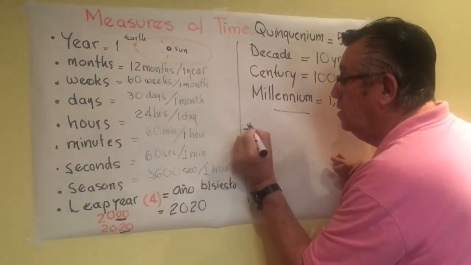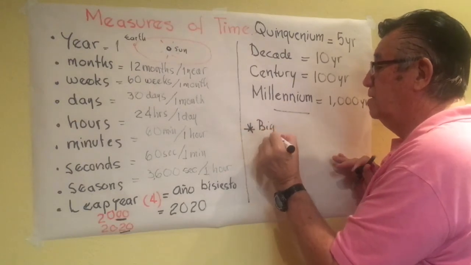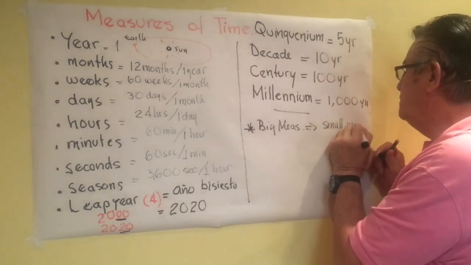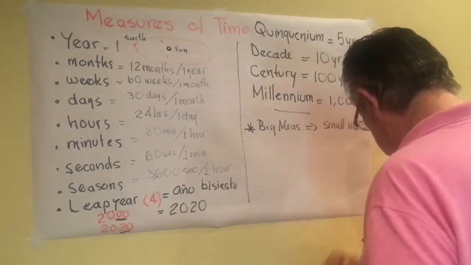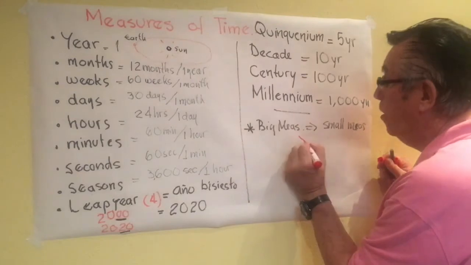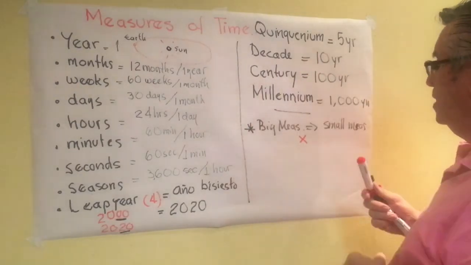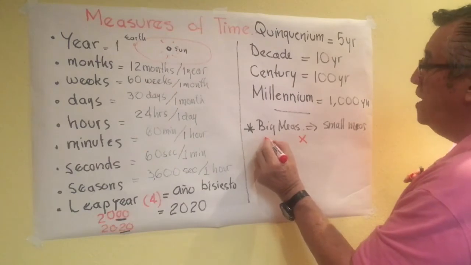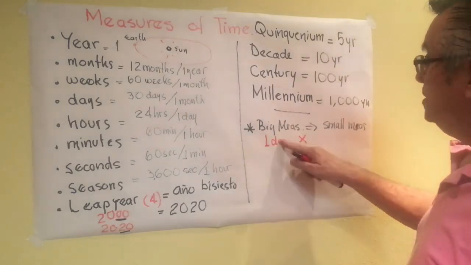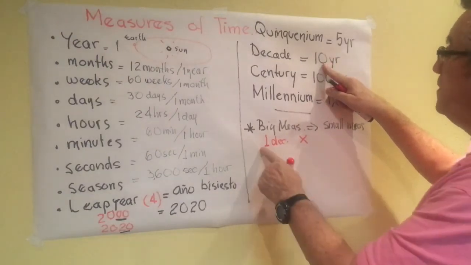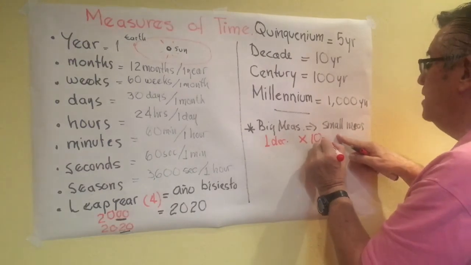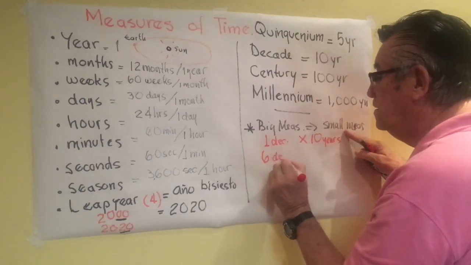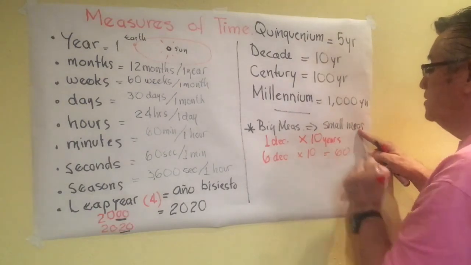Remember this rule. When you go from a big measure to smaller measure, what do you have to do? You have to multiply. You have to multiply, right? So if you want to have a big measurement, like how many we have, 1 decade. If every decade has 10 years, I will have to multiply 1 times 10. So 1 decade will be equal to 10 years. What happens if I have 6 decades? Times 10 will be 60, right?